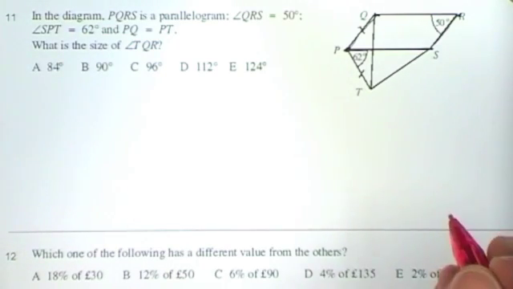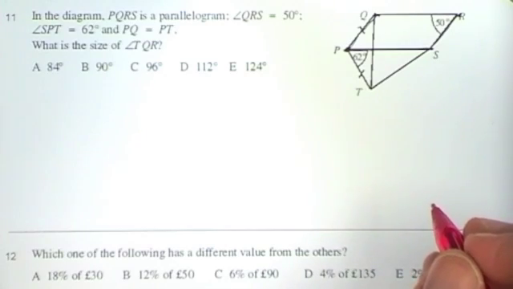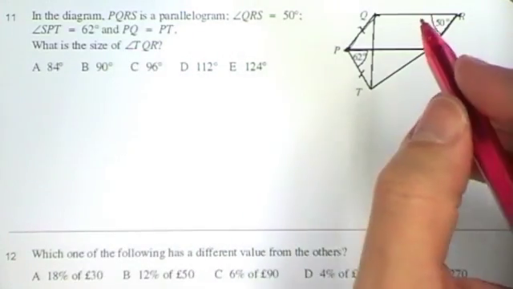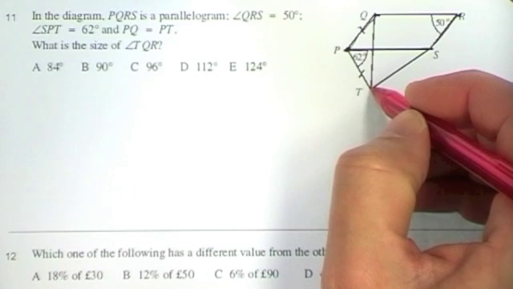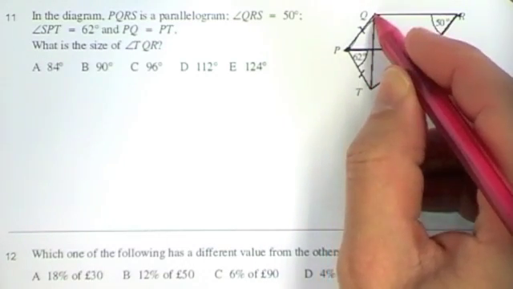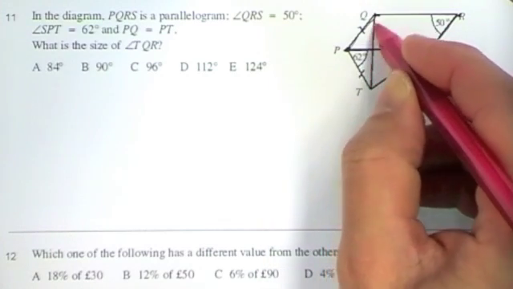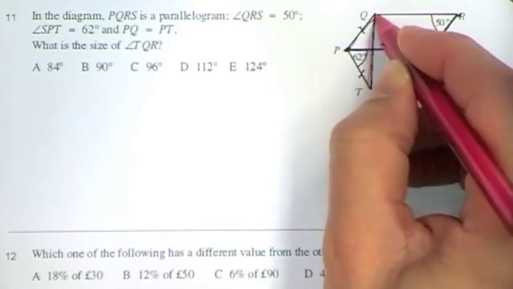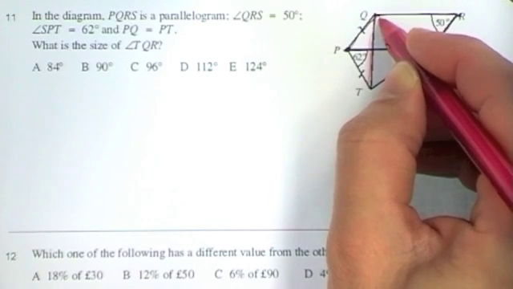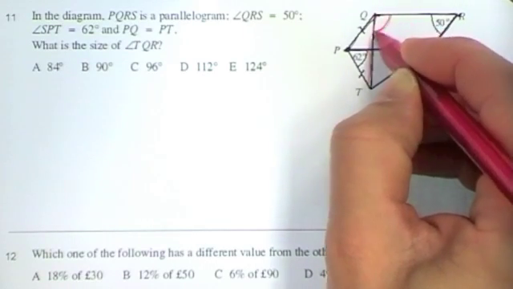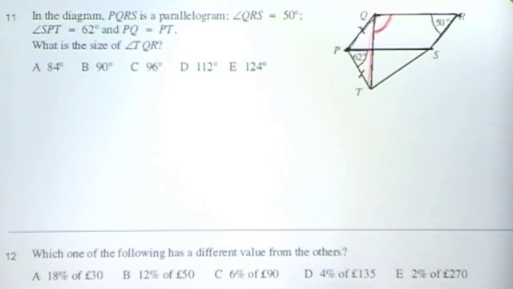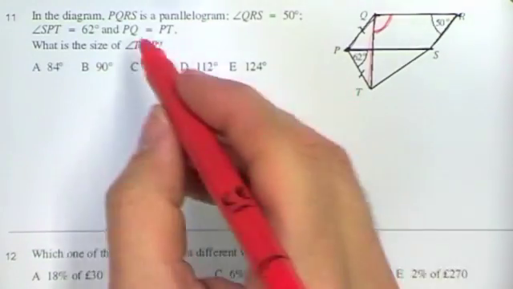Where's TQR? From T to Q to R, so it's that angle there. It looks like it should be a right angle, but we can't assume that. We've got to work out that angle there. Now, what do we know that helps? Well, first of all, let's take this as a parallelogram.